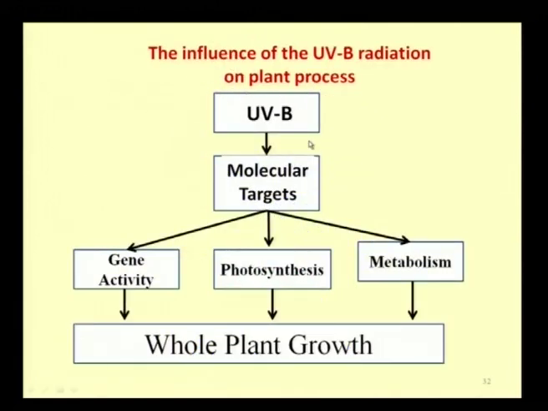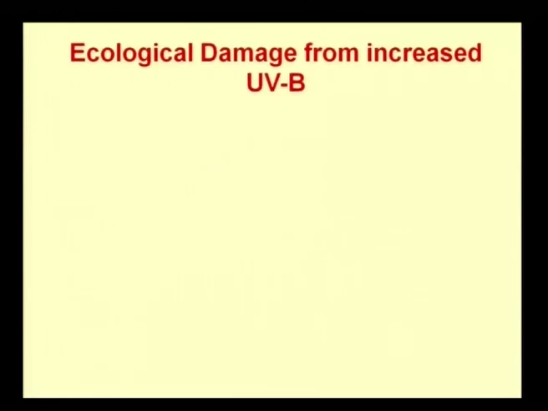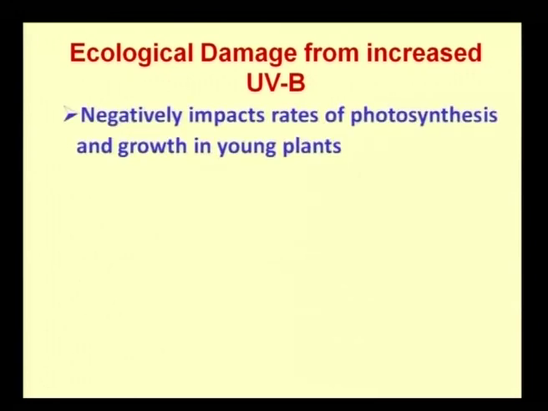And now, let us see how ozone depletion is affecting living beings. First, let us see the plant processes. It targets the molecules, the gene activity is affected, and it affects photosynthesis and metabolism, as these are the three basic activities for plant growth. The whole plant growth is affected, and even gene activities are affected by the ultraviolet B radiation. Now, in ecology, what is the impact?